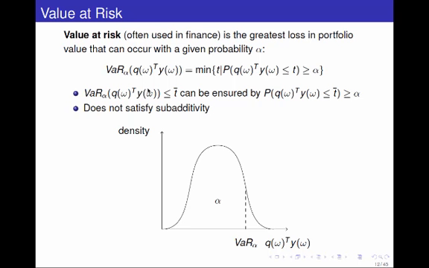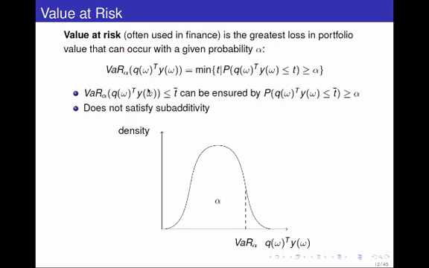It's not the only one, and one that's very commonly used in finance is value at risk. Remember now the notation here in the book is Q transpose Y, referring to the second stage costs. If you remember the way we set up the two-stage stochastic linear program, we had the second stage Q transpose Y being the costs.